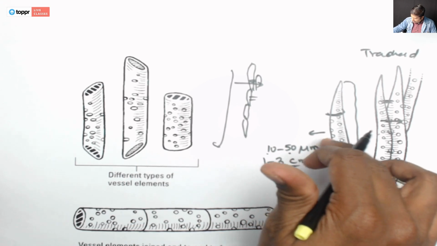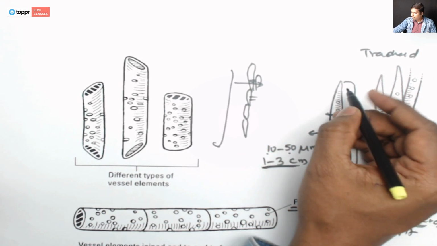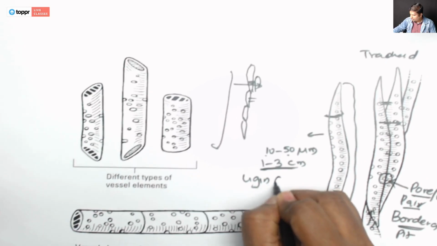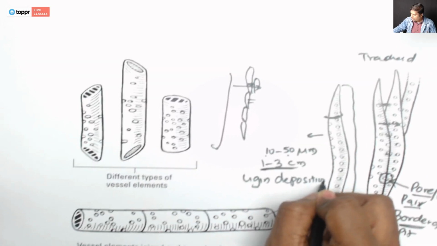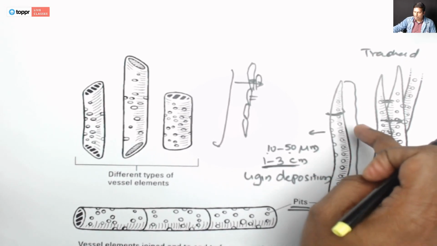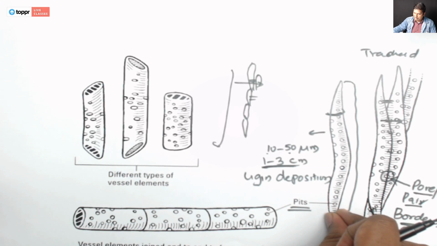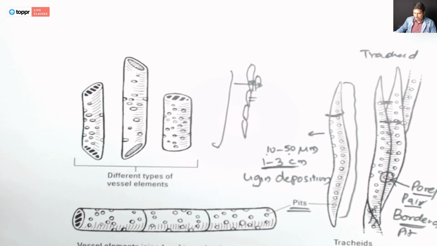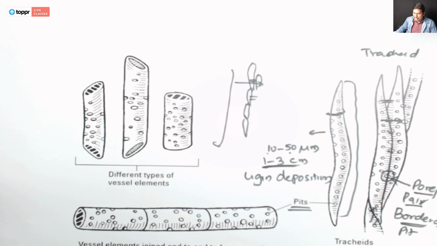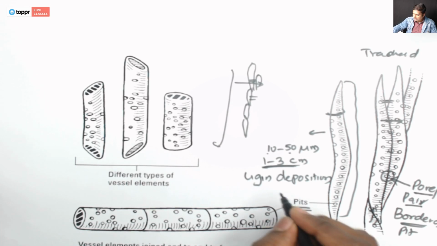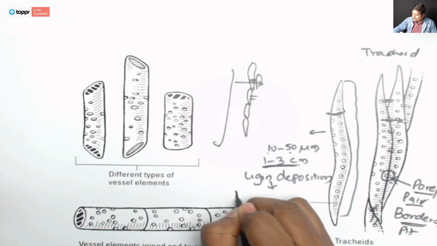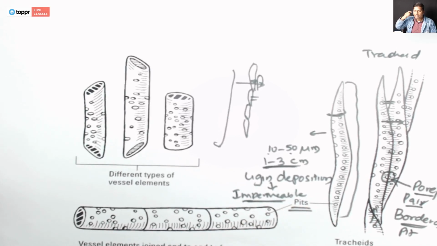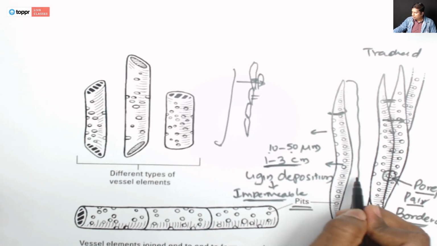Another important thing that you have to understand here is that the tracheary elements have lignin deposition. In addition to the cellulose and hemicellulose, which form the cell walls of these cells, they have lignin deposited in their walls. Because of that lignin deposition, they become impermeable to water, that is, water will not diffuse through the walls.